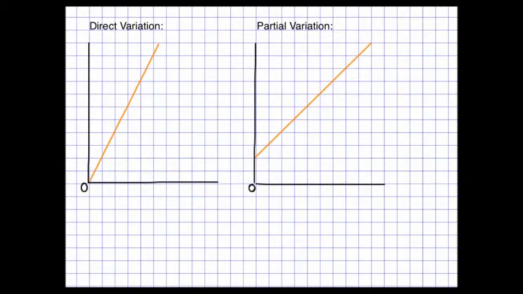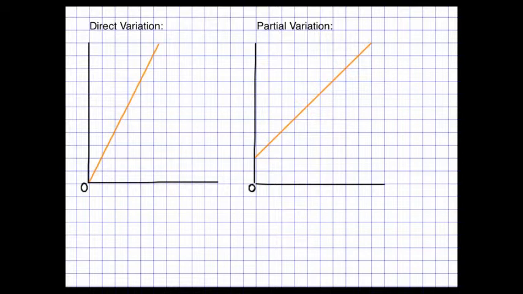There are two variations of slope, direct and partial. Direct variation is a relationship between two variables in which one variable is a constant multiple of the other. Partial variation is a relationship between two variables in which the dependent variable is the sum of a constant number and a constant multiple of the independent variable.